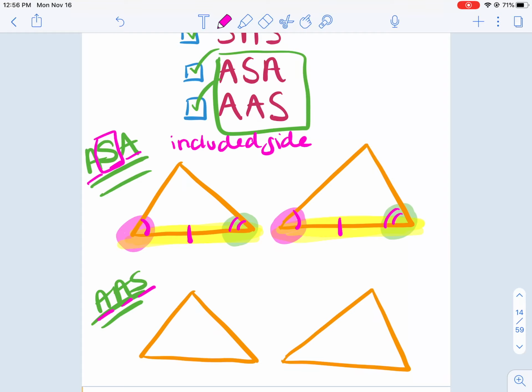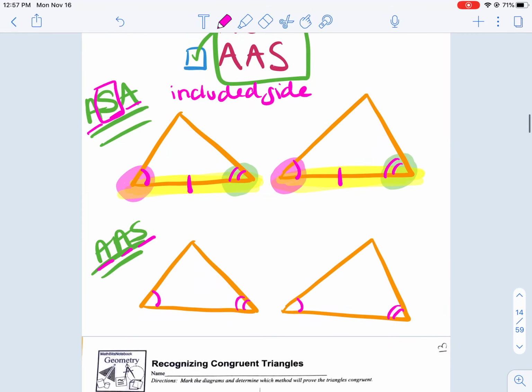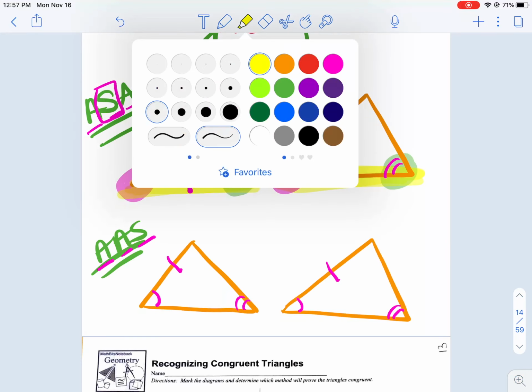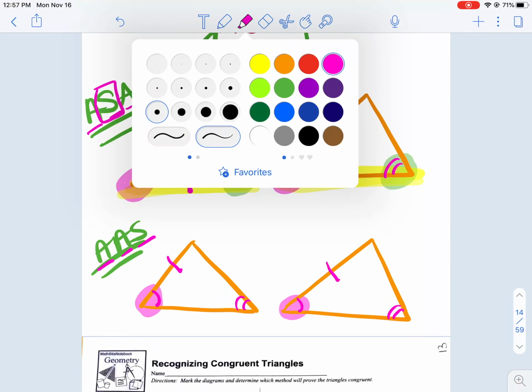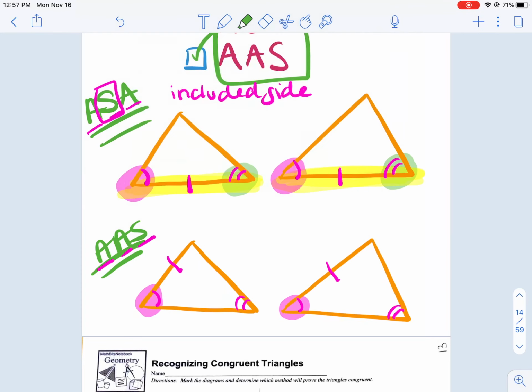Now look at this here, angle, angle, side. This S is not in between. So let me draw a similar picture, angle, angle, and then I'm going to make this the congruent side. So let's go back through and try this again. I'm going to highlight this angle and this angle. Those are corresponding angles we want to show are congruent. And then I'm going to highlight this angle and this angle. Now look what happens when I color in yellow the congruent side.